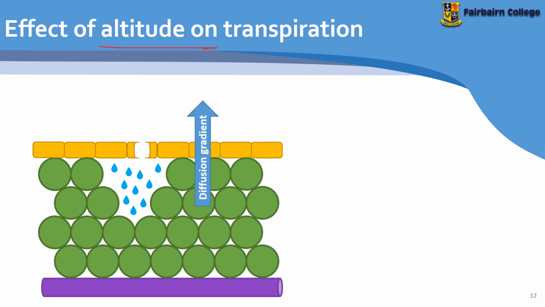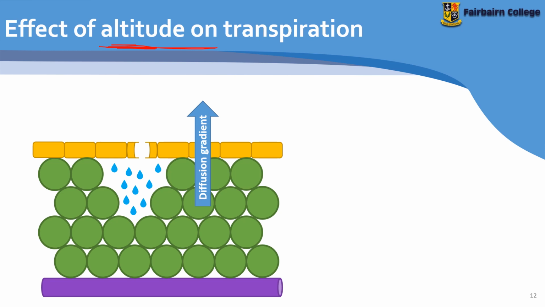Then lastly, we're going to look at altitude. Altitude is the height above sea level. If you know something about altitude, then you know that the pressure decreases the higher you go above sea level. So if you've ever been to Gauteng or Limpopo or the Drakensberg mountains, then you would have experienced that the air feels different. It's kind of difficult to breathe sometimes, especially if you're doing exercise. And that is because the pressure decreases.